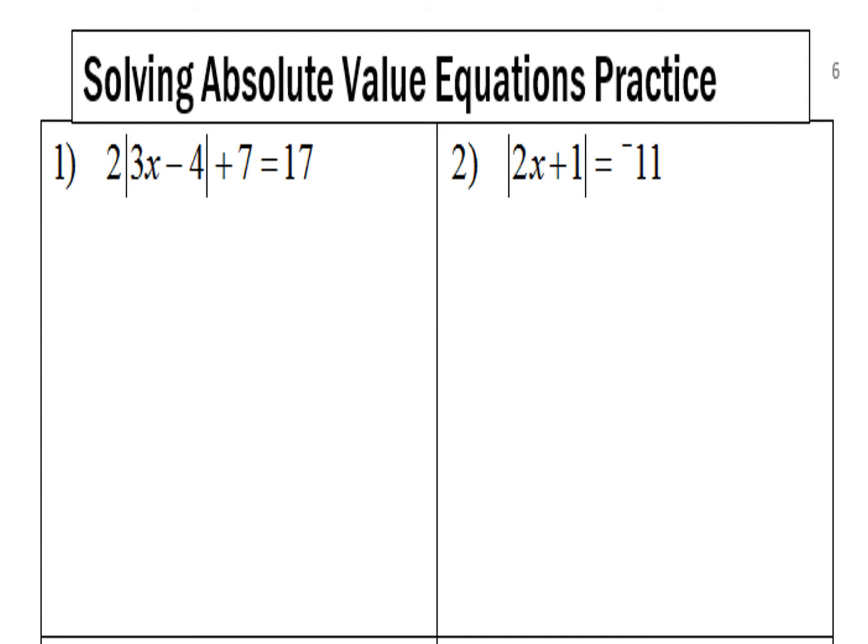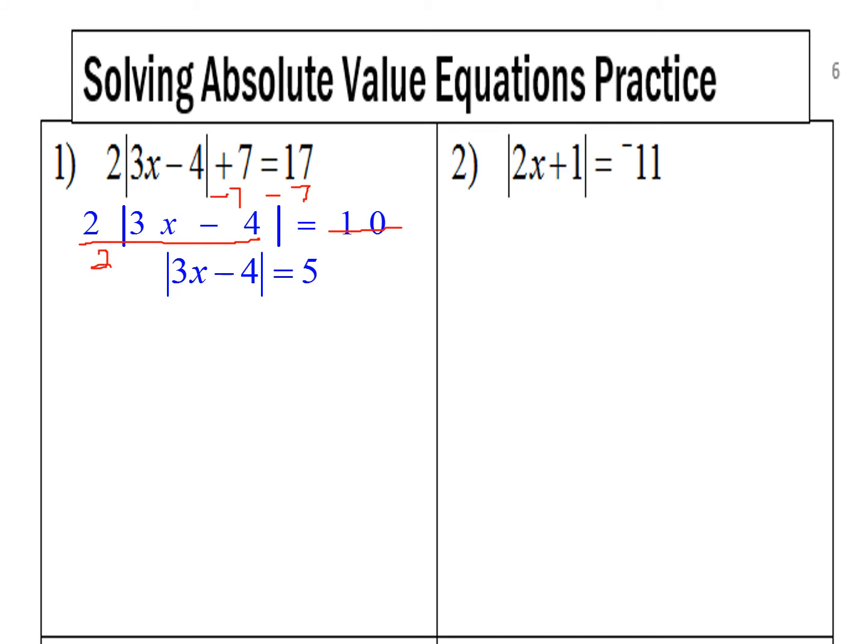Solving absolute value equations practice. The first one, we are going to subtract 7 on each side. This is our attempt to get the absolute value by itself. Now we have 2 times the absolute value of 3x minus 4 is equal to 10. We will divide each side by 2, and we get the absolute value of 3x minus 4 is equal to 5.